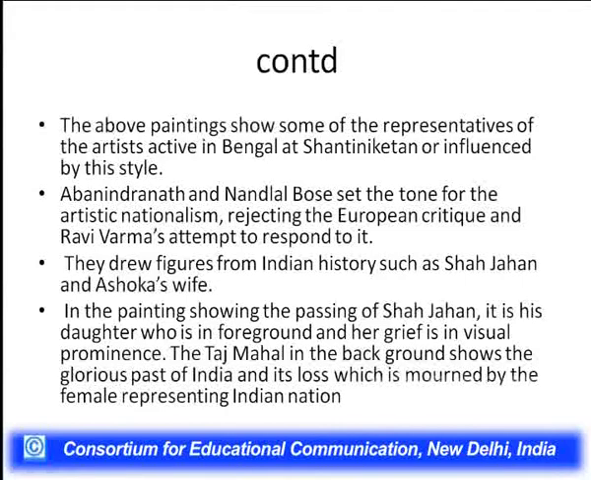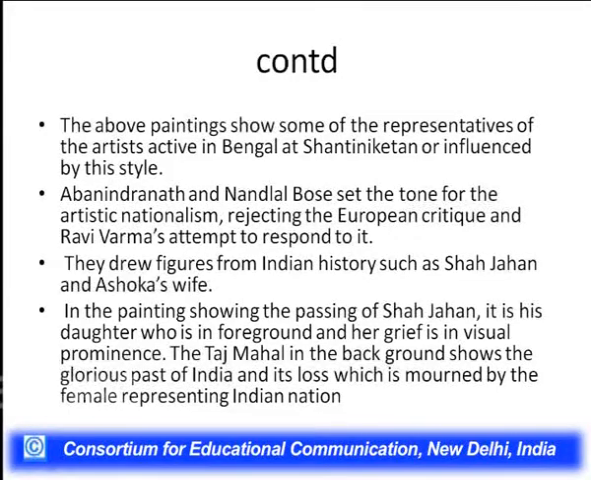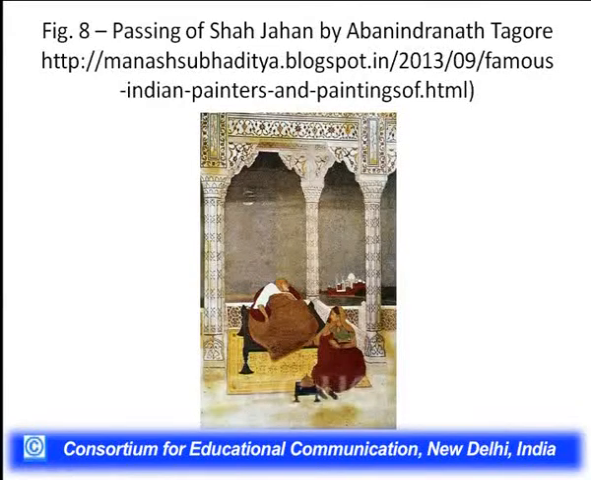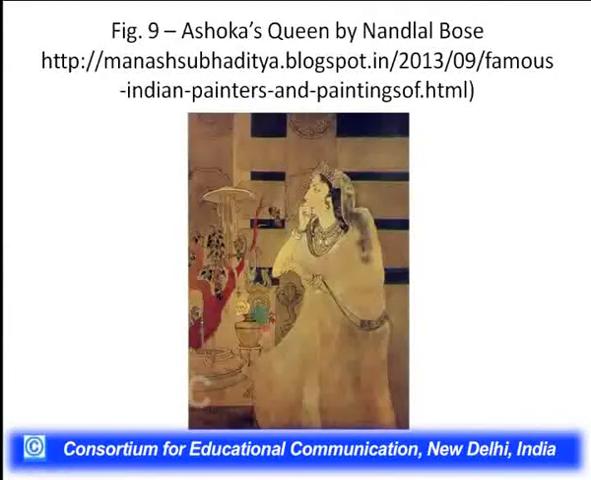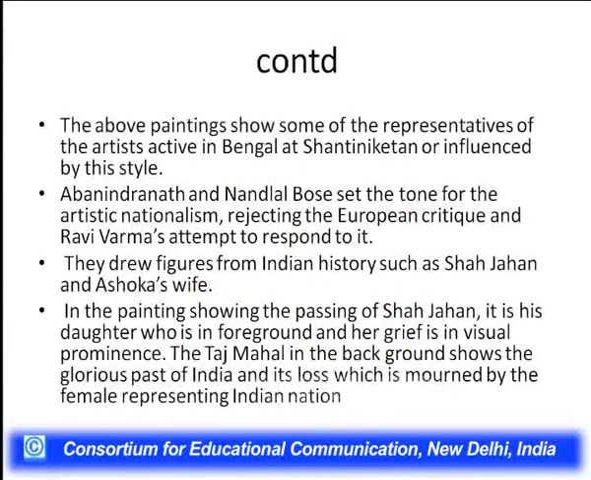They drew figures from Indian history such as Shah Jahan and Ashoka's wife, but the emphasis was on showing the female figure. In the painting showing the passing of Shah Jahan, it is his daughter who is in the foreground, and she is feeling sad. In the backdrop you can see the Taj Mahal, and this represents the bygone era, a period that has come to an end, and how the daughter is mourning. She is looking at her father, but it also shows that she is mourning the passing of an era and the beginning of a new age which has brought about gloom.